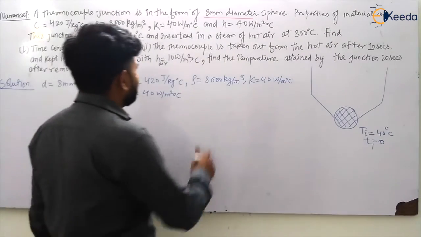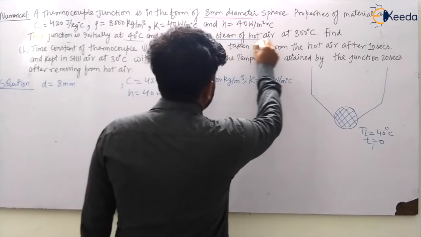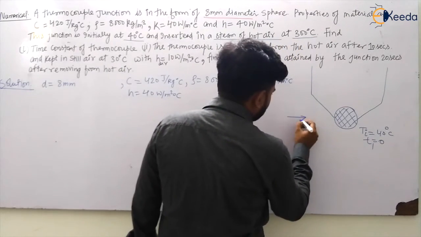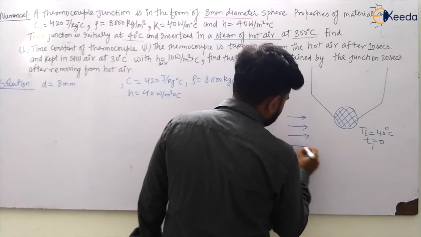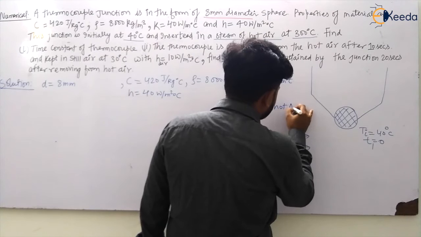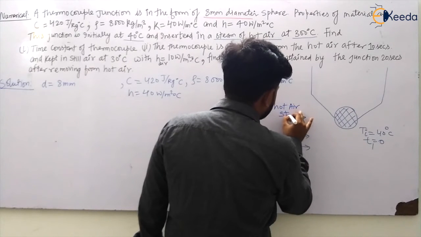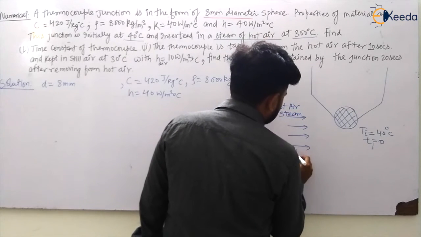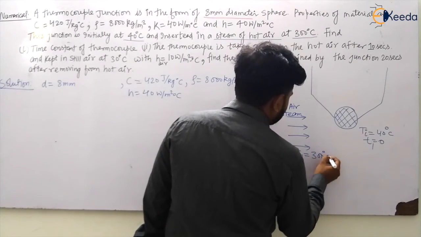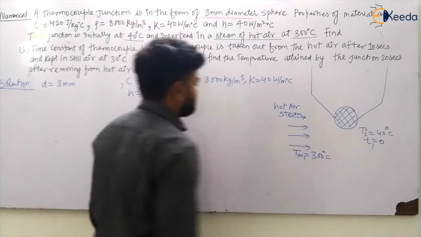Now it is inserted in a stream of hot air at 300 degrees Celsius. First they have inserted it in the stream of hot air. Let us say this is the hot air stream. And the temperature of this hot air stream is given to be how much? That is, T infinity is given to be 300 degrees Celsius. Let us take it as T infinity 1.